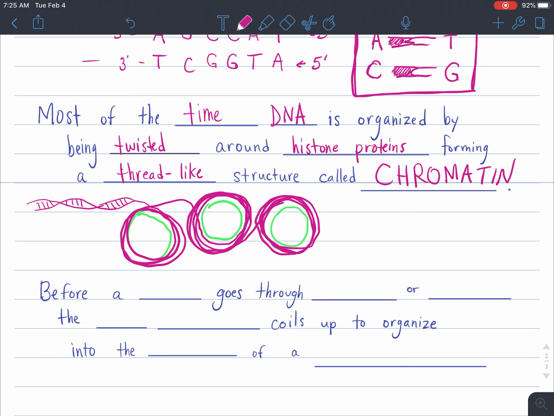Because if it got twisted, then the cell would not be able to read it and it wouldn't know what to do. So chromatin ends up, if we could zoom in, it's all of these types of proteins, these histone proteins that wrap the DNA up. But if we zoomed out a bit, chromatin would just look like a line of DNA material. But if we zoomed in, this is what it would look like, these giant spheres of histone proteins wrapping the DNA.